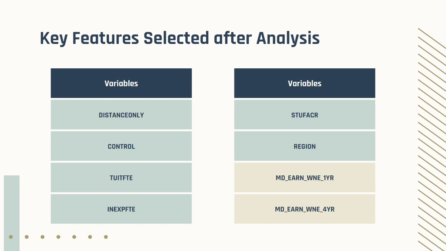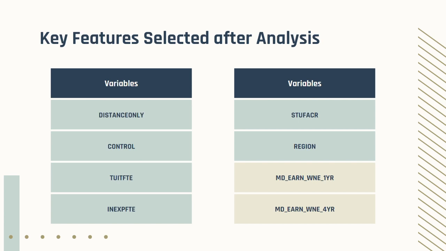The next feature represents tuition fee per full-time equivalent student. There is one more feature which shows instruction expenditure per full-time equivalent student. There's one more feature which shows the student to faculty ratio. Then the last feature among the 6 includes the regional feature, where we have divided the whole United States into 9 different regions.